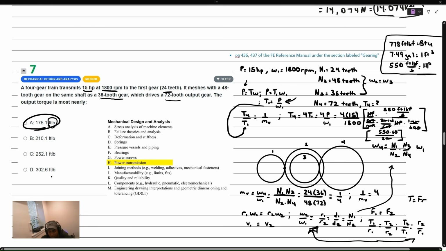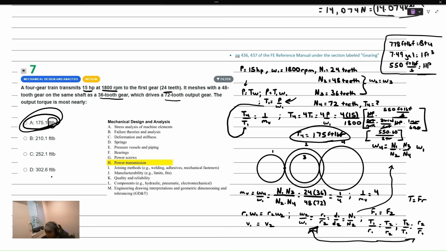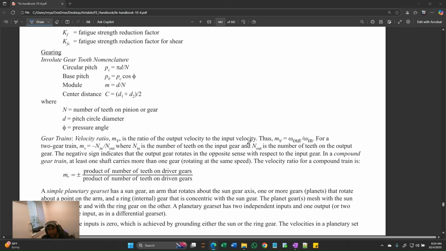If we go ahead and plug this into the calculator, what we end up getting is a torque of 175 foot-pound force. That is answer choice A to the left over here. Let's go ahead and check inside the FE reference manual. I'm going to show you where to find some of this information. This is on page 436 of the FE reference manual.